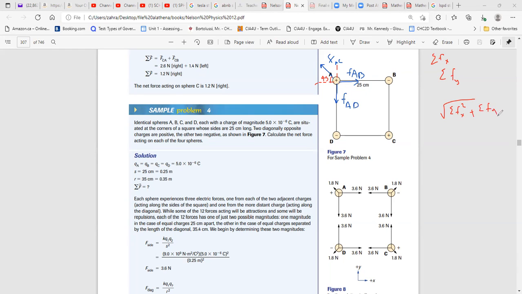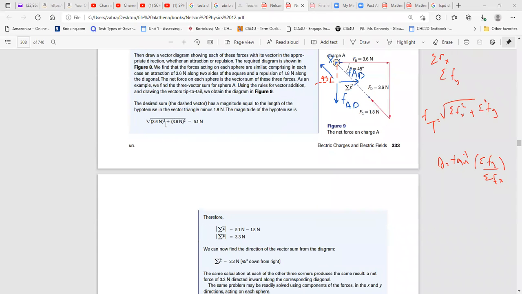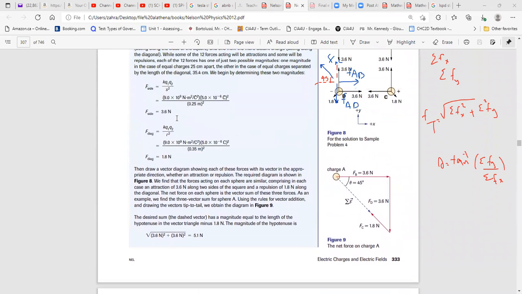The square root of F x squared plus F y squared is going to be the total force. And the angle will be tan inverse of the total y component divided by the total x component. This is what we have done before when you add vectors. I hope you remember those. See, they did it. They found the force diagonally is 1.8. This is AC, right?